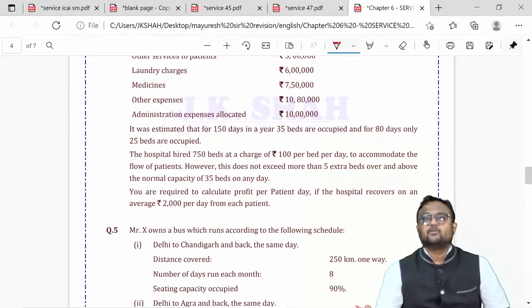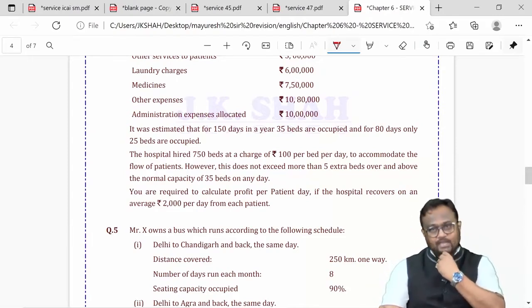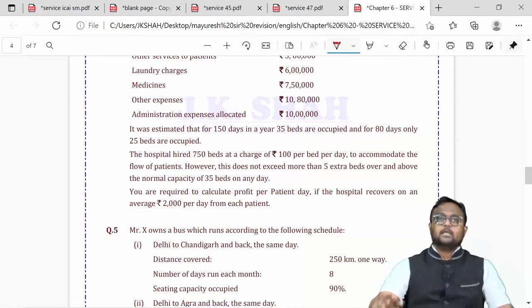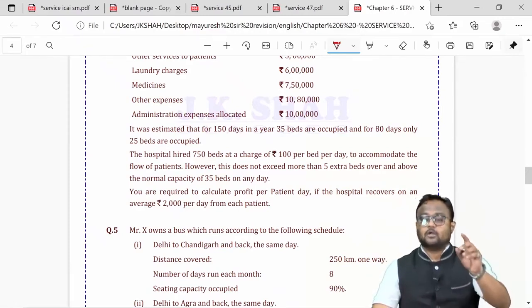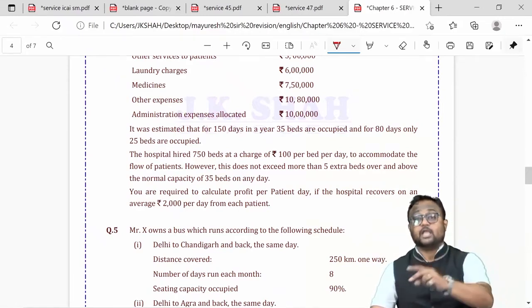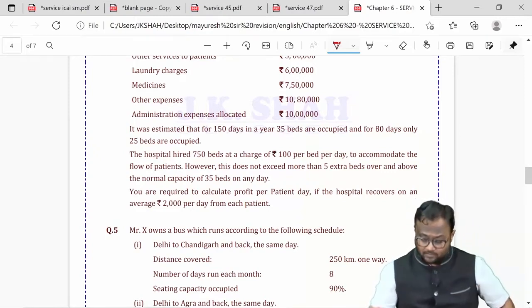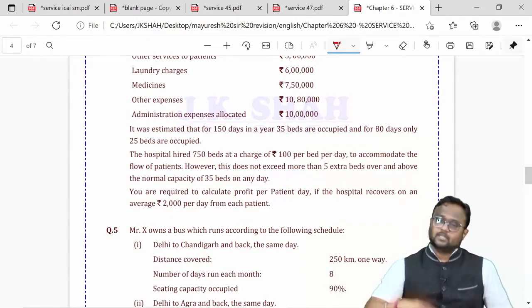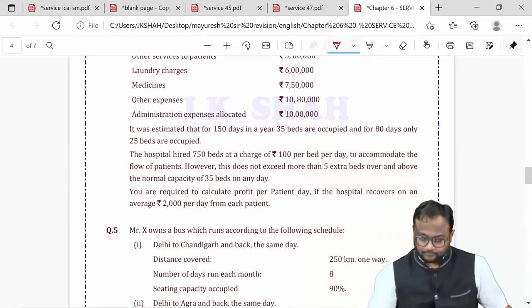They have also asked you to calculate the break-even point. So you simply split the whole cost structure into 2 parts, variable and fixed. Divide your variable cost by total patient days and you will get variable cost per patient day. Reduce that from the room charge, the amount being charged to each patient, 2000, and you will get contribution per patient day. Fixed cost divided by contribution per patient day will give you the break-even point.